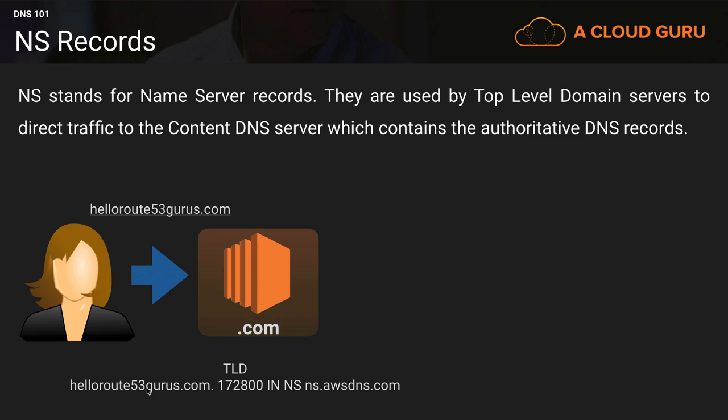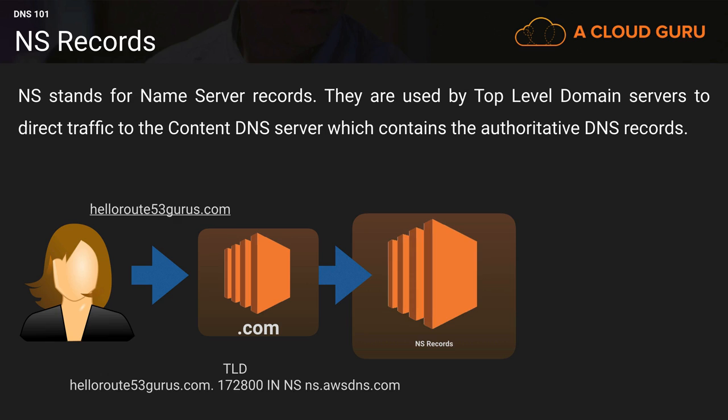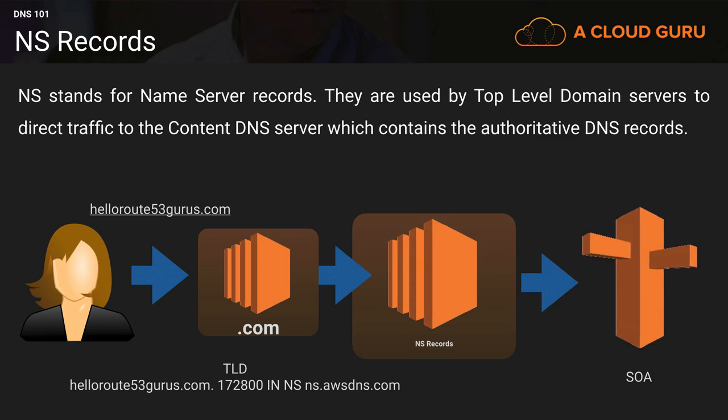If it is registered, which has been done through a domain registrar, you're going to have helloroute53gurus.com. You're going to have the time to live, which is always in seconds. This is an NS record, and the NS records sit with ns.awsdns.com. So then your ISP is going to go ahead and contact ns.awsdns.com. It's going to say, do you know helloroute53gurus.com? And of course it knows it because we've registered it through Amazon. It's going to point us to Route 53, and that's where we're going to have a start of authority record. And inside our start of authority record, we're going to have all of our DNS types.